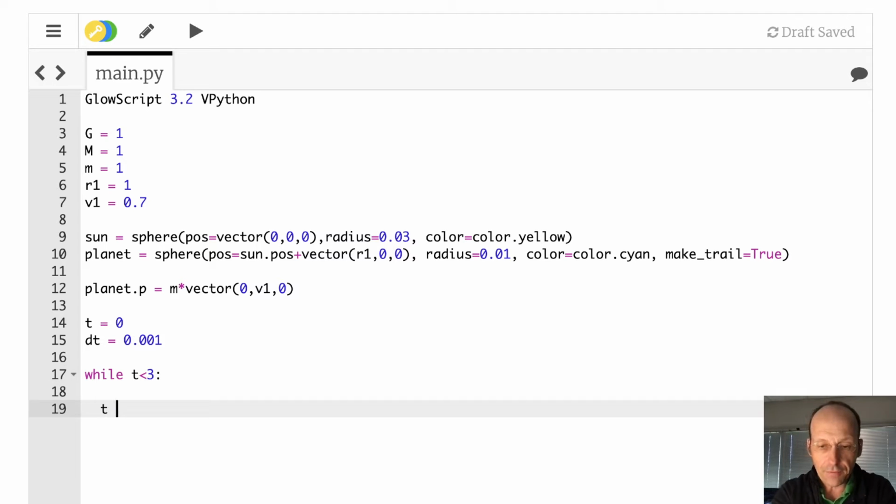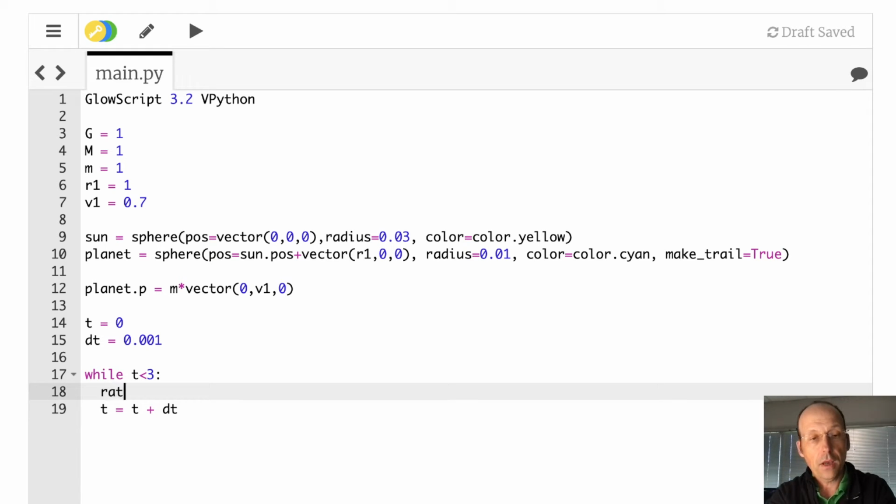So that means I need to have a t equals t plus dt. That's going to update time. If you don't put that, then this will run forever, and that's just awkward. Rate 1000. So rate tells Python to not do more than 1,000 loops every second. Since I have a time step of 1/1000th, this would take 3 seconds to run.